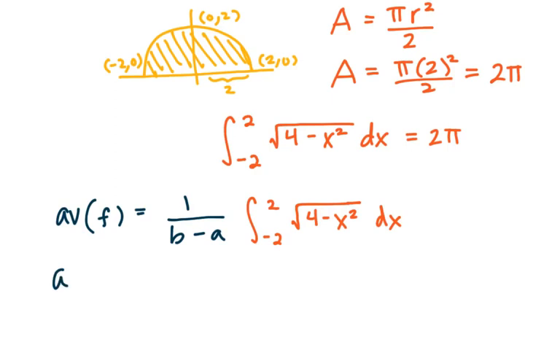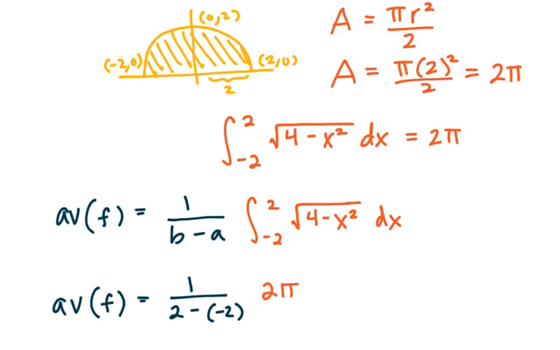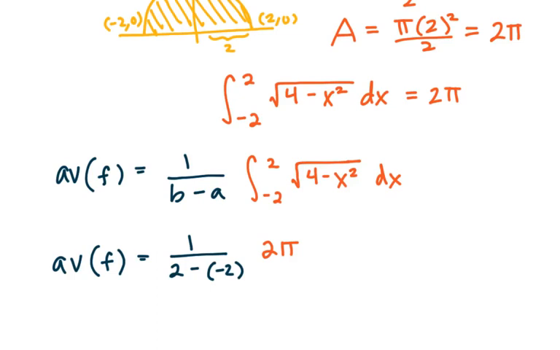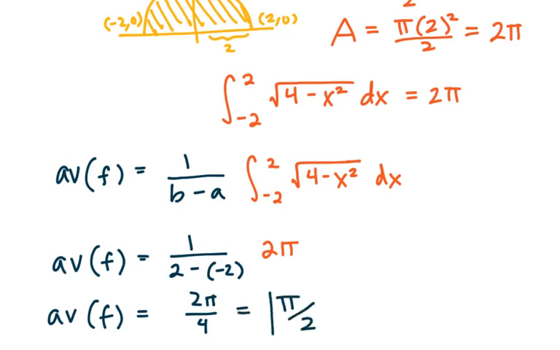So the average value of f equals 1 over b is +2 minus a -2. And then that integral value is just 2 pi. So simplifying this, I'm going to get that the average value of f is 1 over 4. That 2 pi slides into the numerator. So the average value of the function is pi over 2.